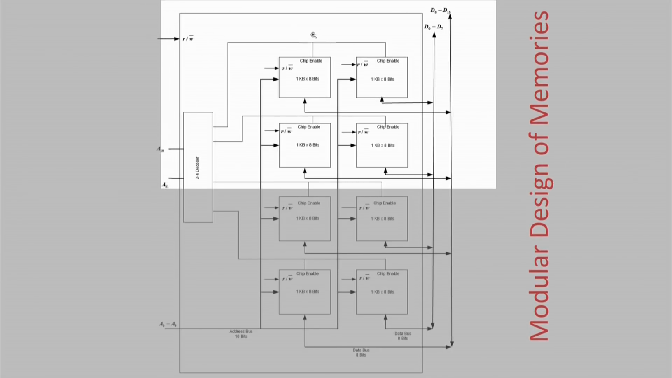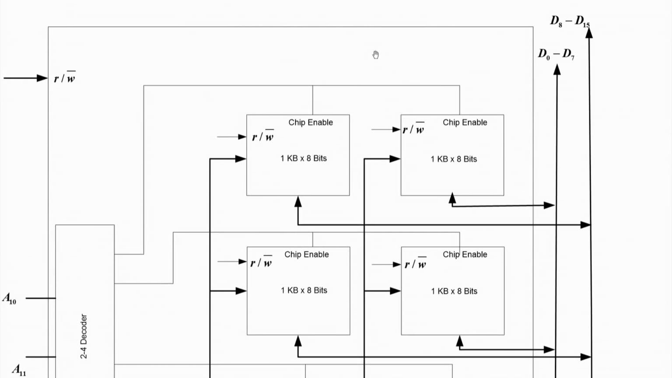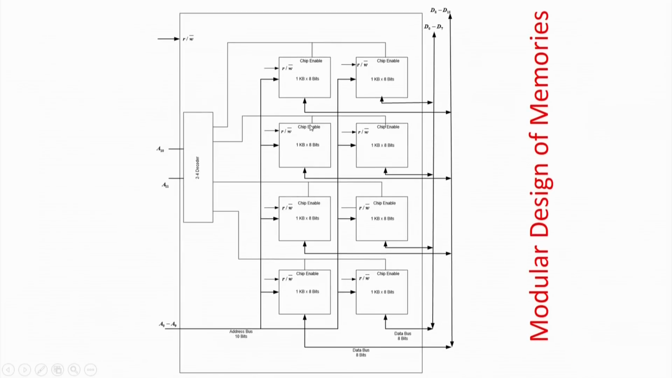There is something called chip enable. If you look at it, there is a chip enable over here. So what do you mean by chip enable? It tells you whether the chip can be switched on and off. Like for example, this is the basic configuration.